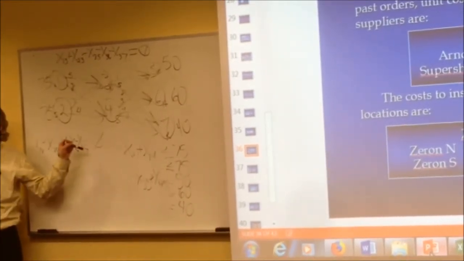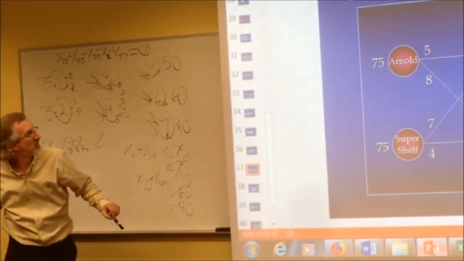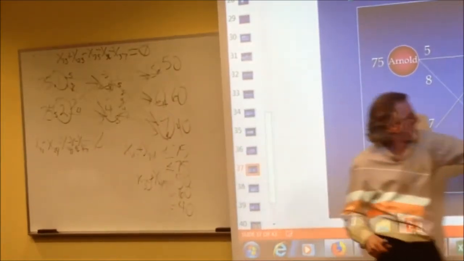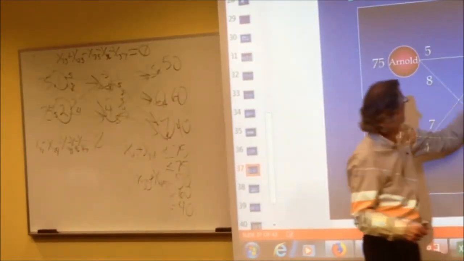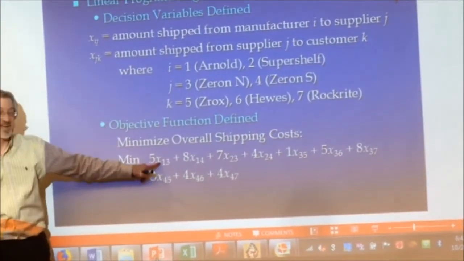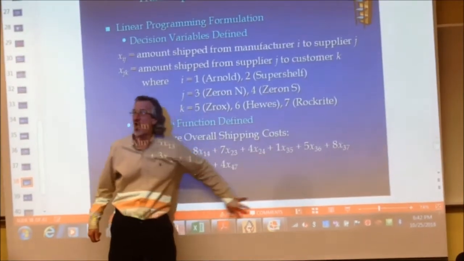Do I need to do the objective function real quick? Everybody got it? Wait, I think it's on here. Here we go. Does ours look like this? 75, 75, 40, 60, 50. Do we have 10 arcs there? Our numbers match up? Let's look at the objective function. Minimize 5x13, 8x14, 7x23, and so on, all 10 variables.